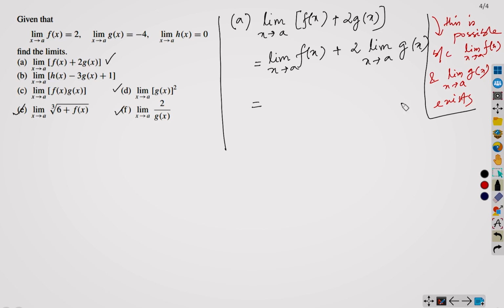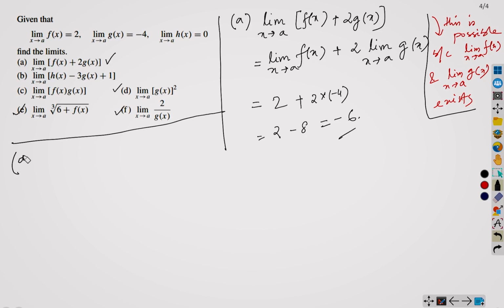Just a little bit of knowledge of mathematical analysis. So the limit as x tends to a of f(x) is given as 2. The limit as x tends to a of g(x) is given as minus 4. So 2 minus 8 equals minus 6. Okay. It is pretty simple. Nothing difficult here. Let's do problem D.